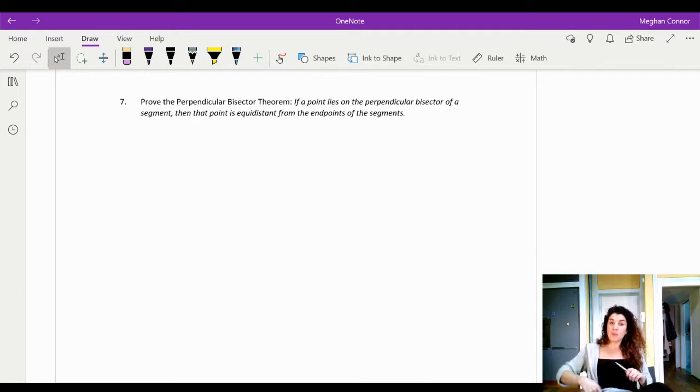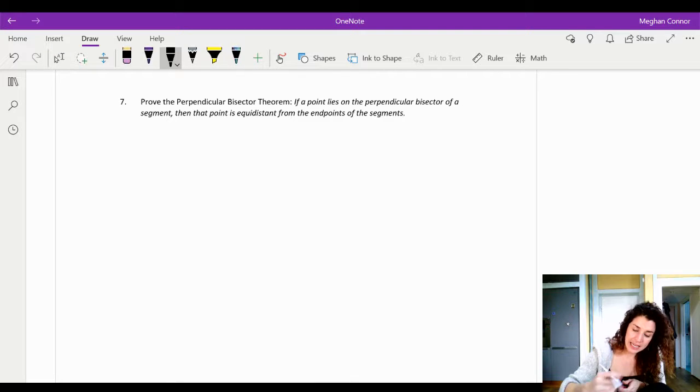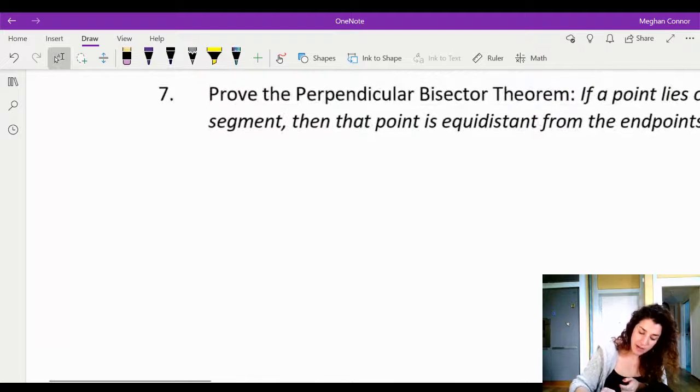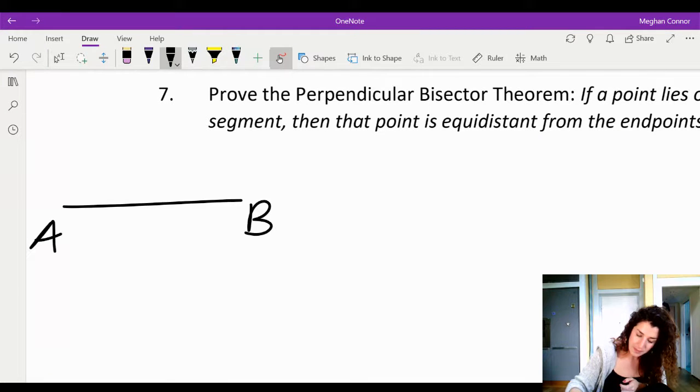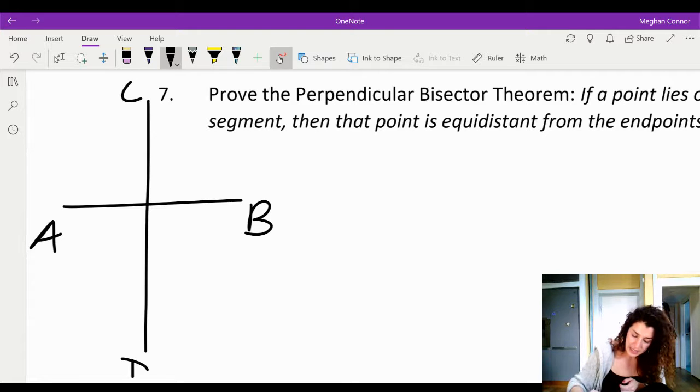We want to prove the perpendicular bisector theorem: if a point lies on the perpendicular bisector of a segment, then that point is equidistant from the opposite endpoints of the segment. Drawing in the idea, we've got a segment AB, and then we've got CD, which is a perpendicular bisector of that segment. And then we want to say that any point on that perpendicular bisector will be equidistant to A and B.